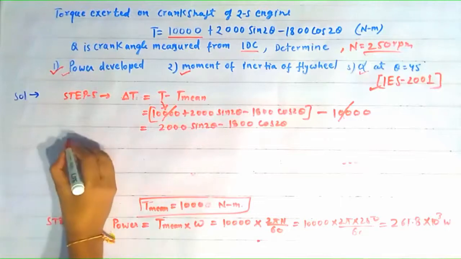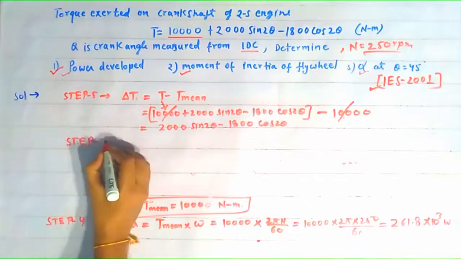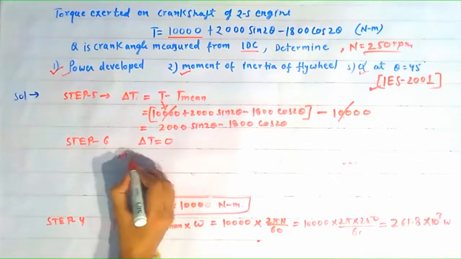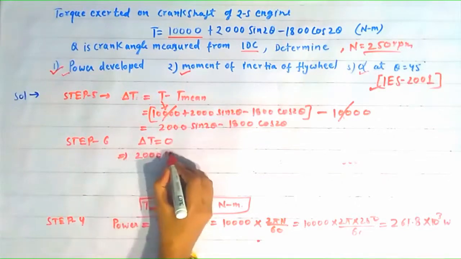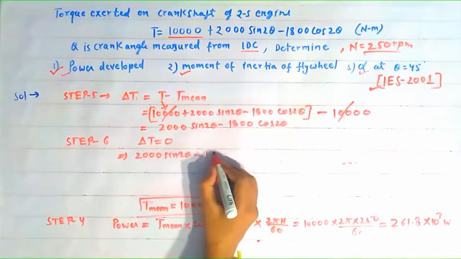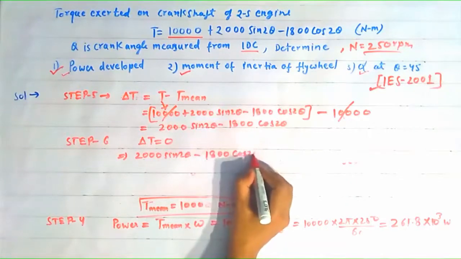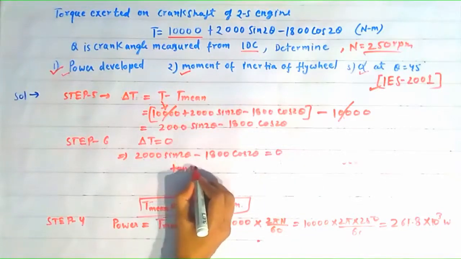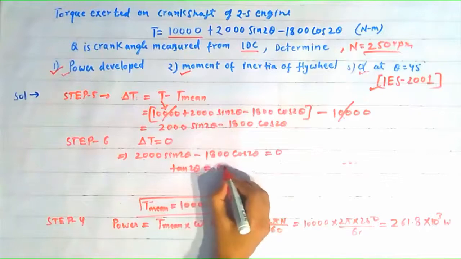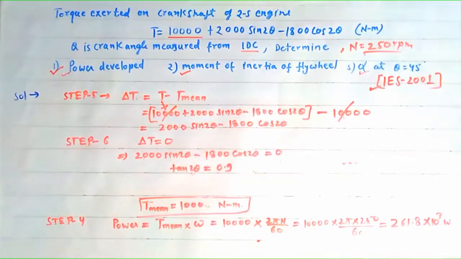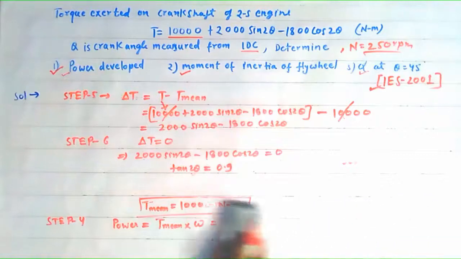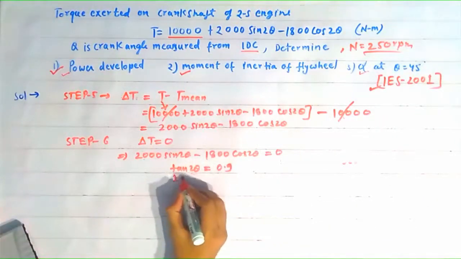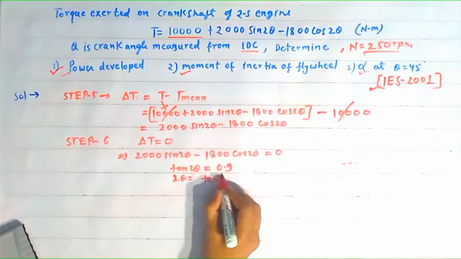Now in step number 6, we will put ΔT equal to 0. This implies 2000 sin 2θ minus 1800 cos 2θ is equal to 0. Then we will get tan 2θ is equal to 0.9 after solving this. Now friends, we know that the value of 2θ, after taking the inverse of tan, is equal to tan inverse 0.9.